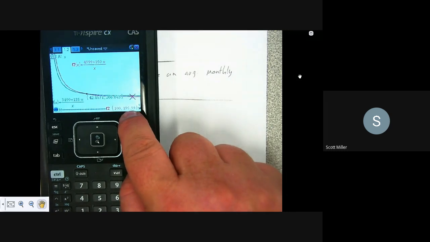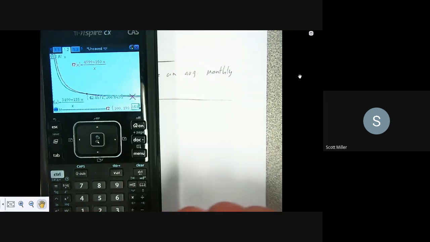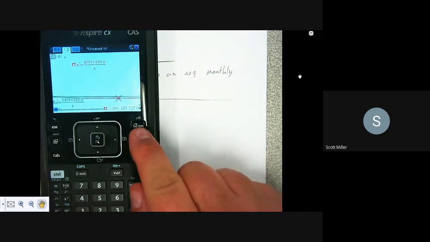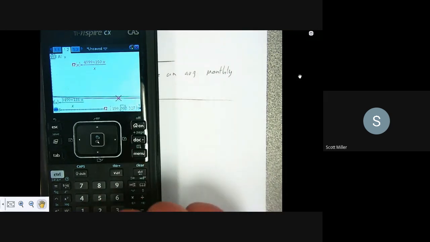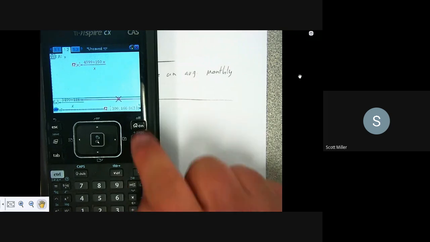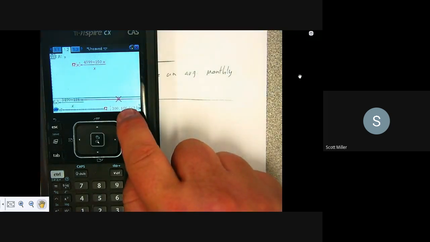Well, I've got to go farther. What's it at 150? That's only 183. I still have to go a little bit more, don't I? So let's put in a bigger number. Let's put in 300. Let's double that. Well, now I'm at 166. I'm getting closer, right?